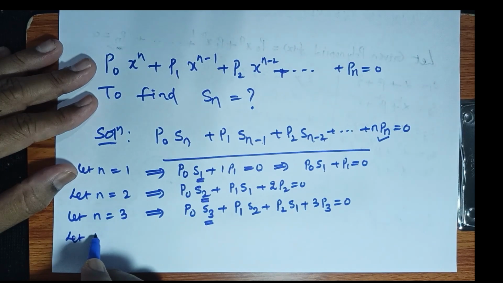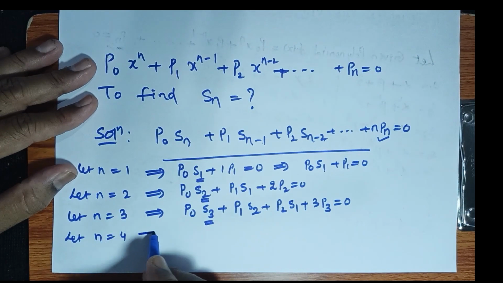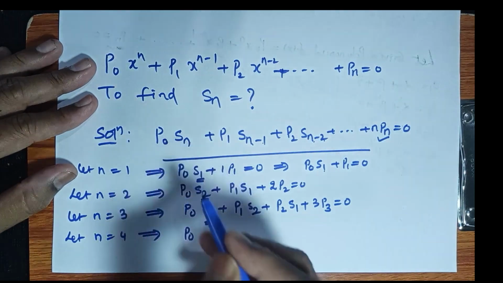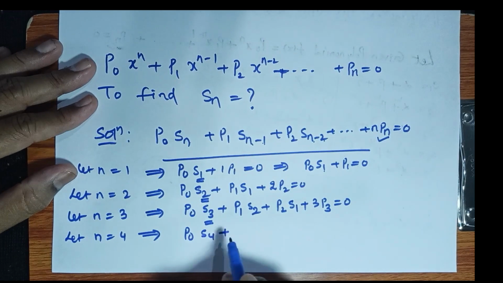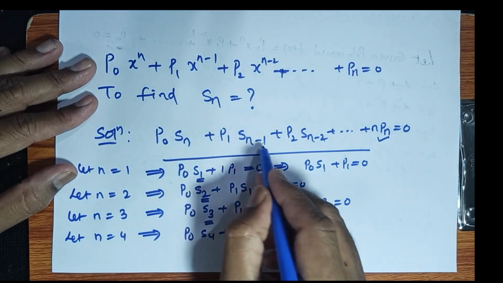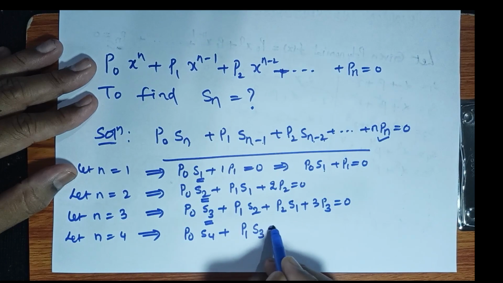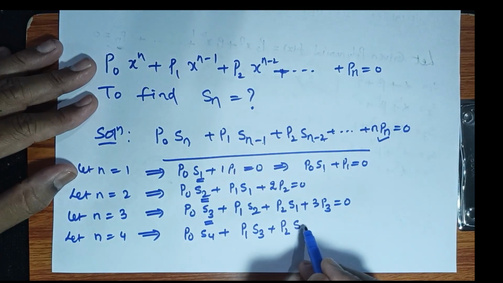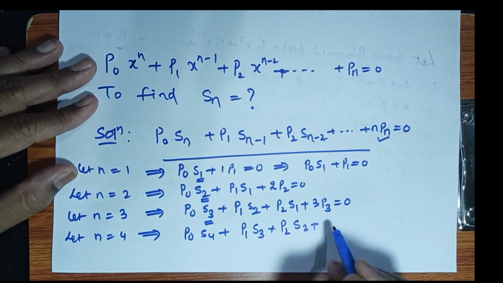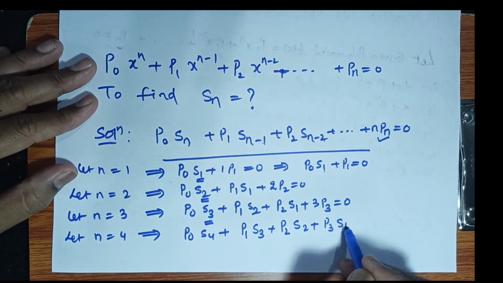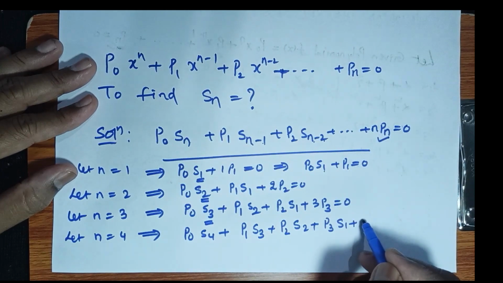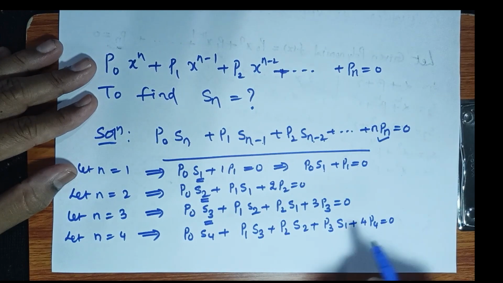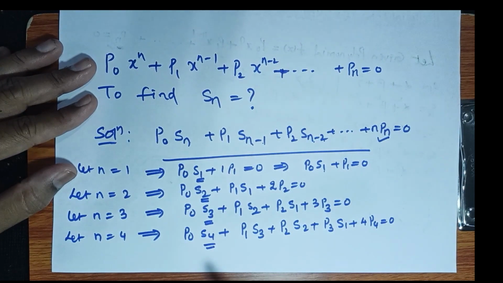Next, if we take n is equal to 4, then it is P0 S4 plus P1 S3, plus P2 S2, and P3 S1, and it is ended by 4 into P4 is equal to 0. By this we can find the S4.